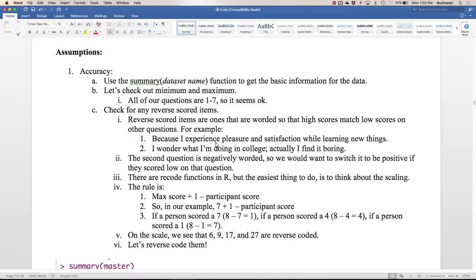But how do I reverse code them in R? So I marked all the ones in the questionnaire that we should reverse. And we want to switch them so that the scaling is the same. So low scores are still low self-determination, and high scores are still high self-determination. There is a recode function in the car library, I think. But that's not the simplest solution.